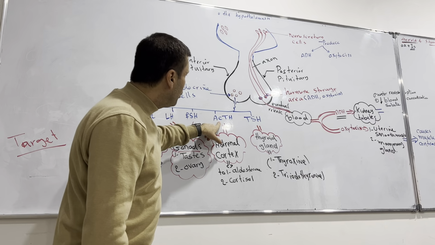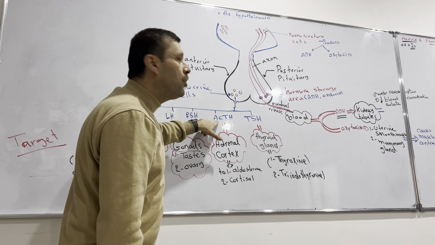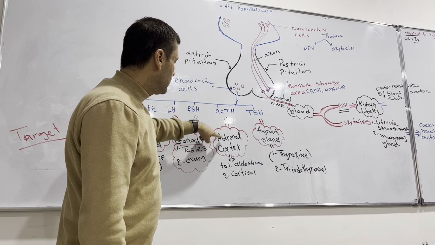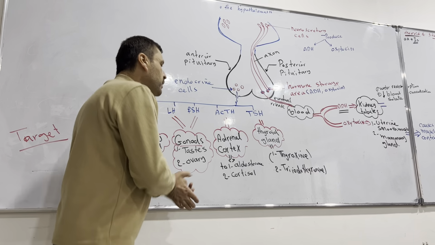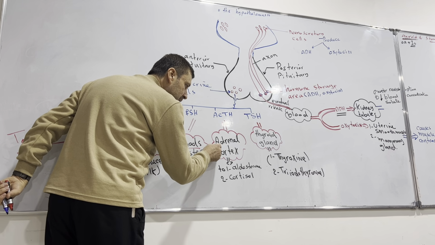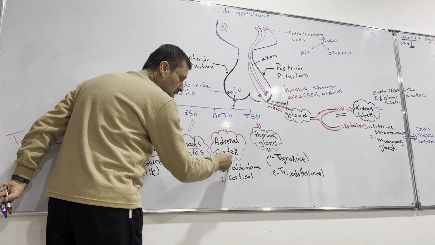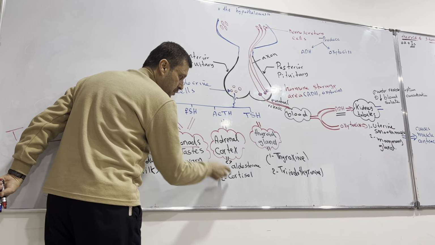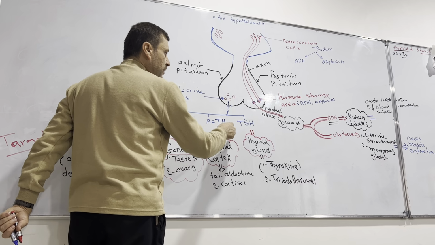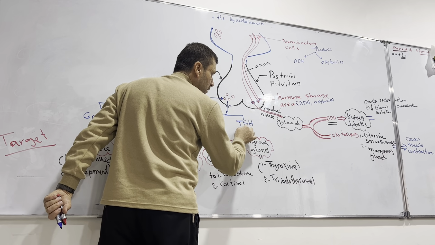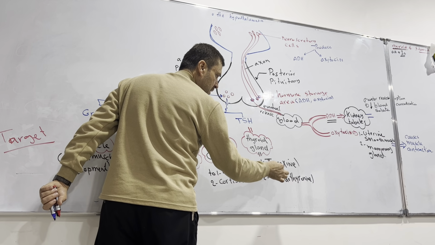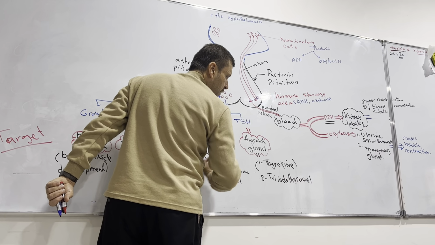ACTH, adrenocorticotropin hormone, targets the adrenal cortex. Adrenal cortex: A for aldosterone, C for cortisol. Also TSH, thyroid stimulating hormone, targets the thyroid gland to produce thyroxine and triiodothyronine.